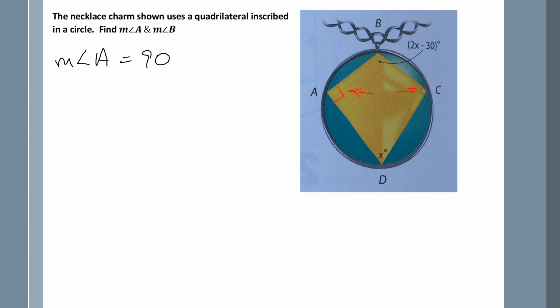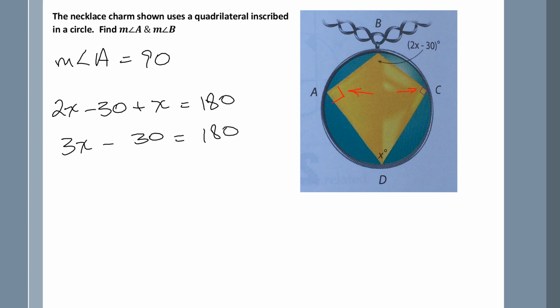The measure of angle B is a little more complex, but we're going to take these two and we know they're supplementary, which means they add up to 180. So 2x minus 30 plus x equals 180. So 3x minus 30 equals 180. We're going to add 30 to each side and end up with 3x equal to 210. Divide each side by 3, x is equal to 70. So if angle D is 70, the measure of angle B must be 110.